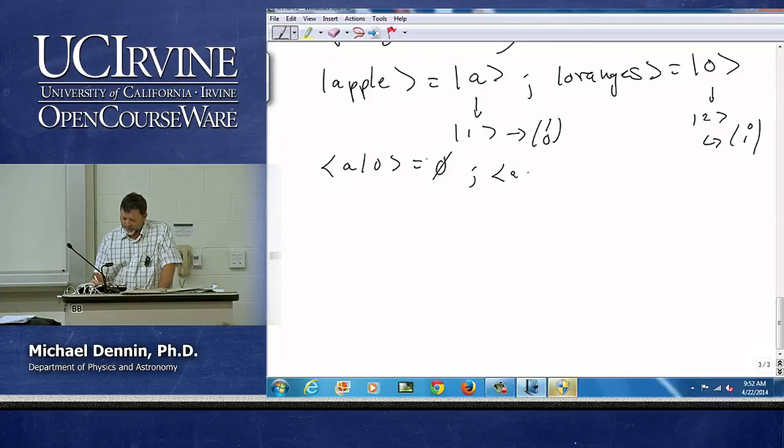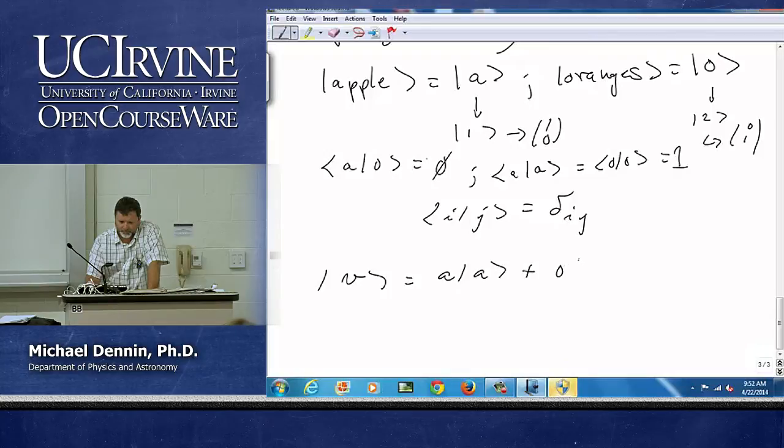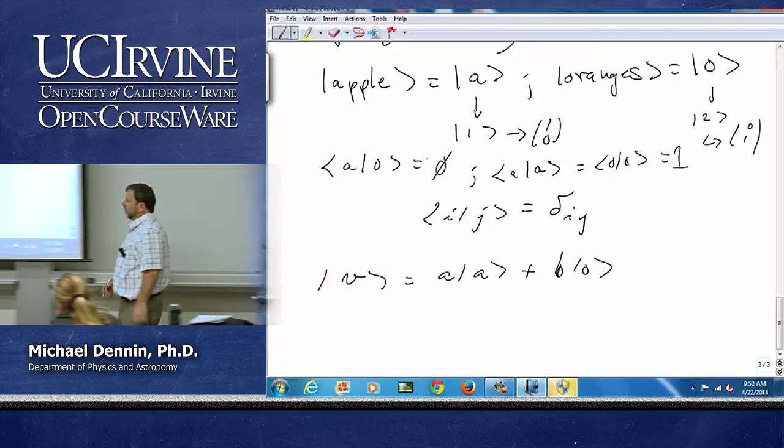And I can't write today. And they're normalized. Or in our 1, 2 notation, <i|j> is delta ij. And so an arbitrary vector, notice in this vector space, is simply a certain number of apples plus a certain number of oranges. Right? A apples plus B oranges.